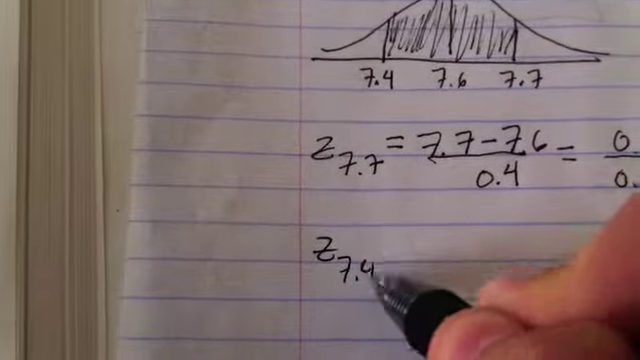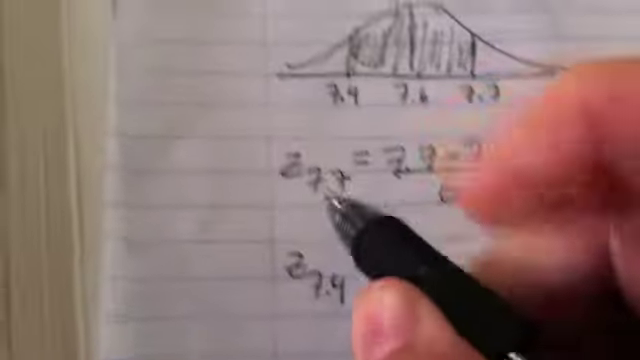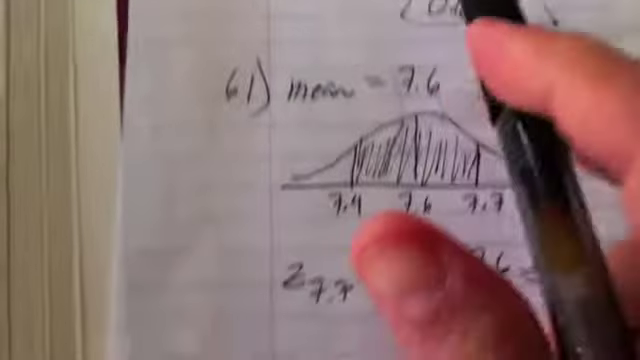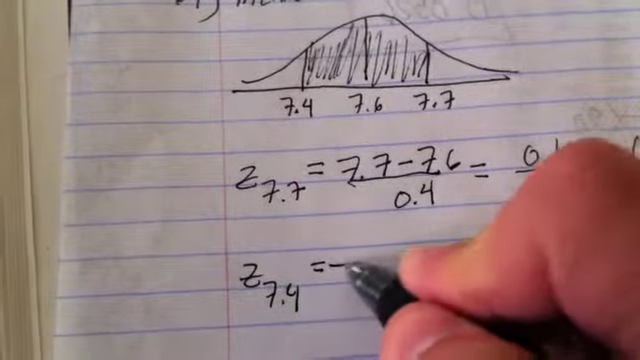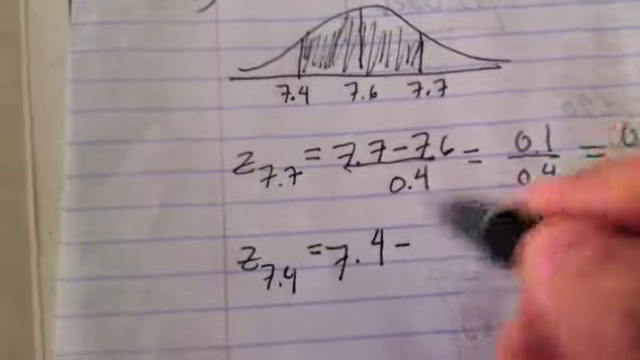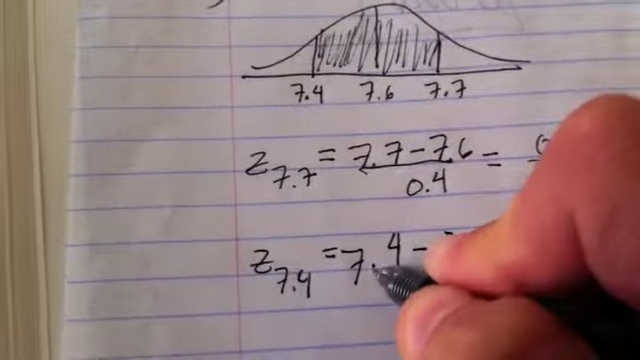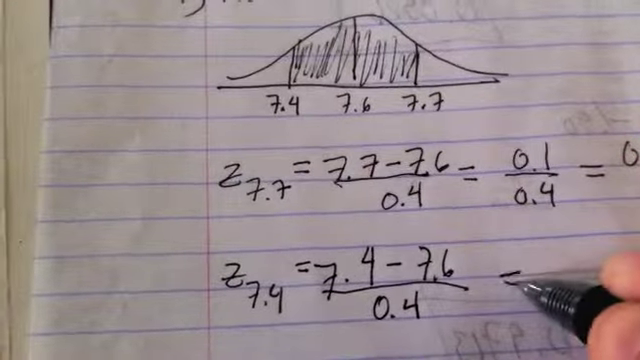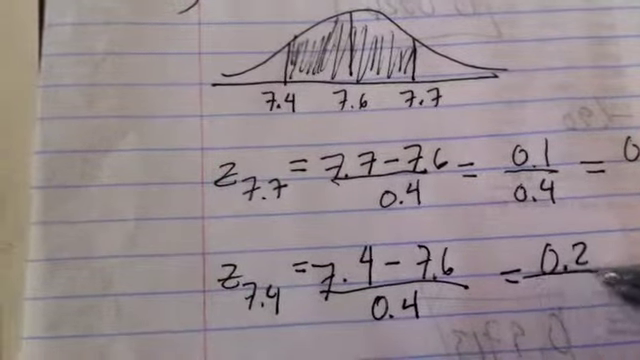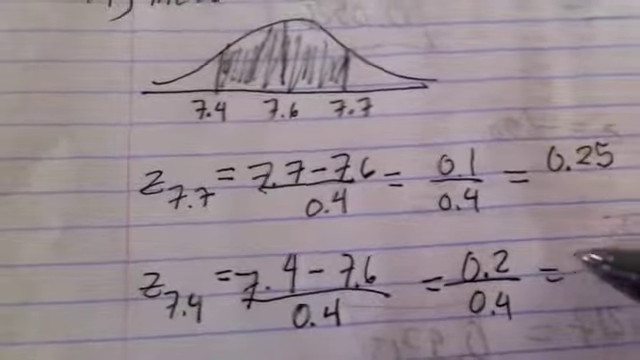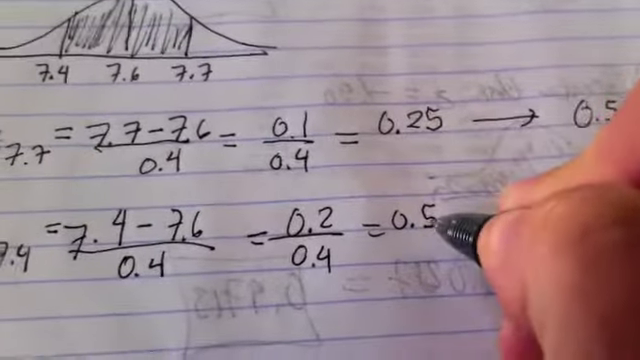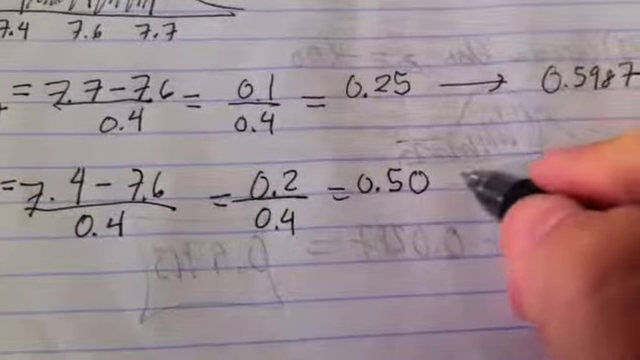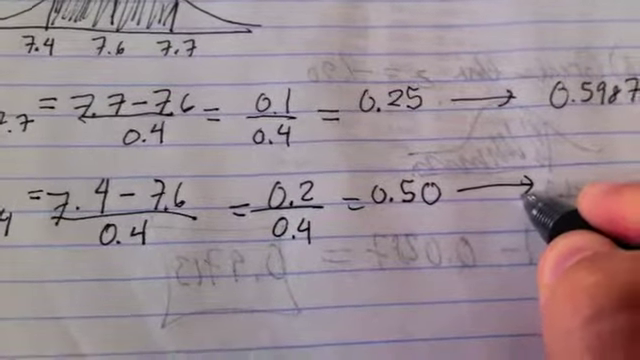So z of 7.4, remember it's your score minus the mean over the standard deviation. So our score is 7.4 minus the mean of 7.6 over the standard deviation of 0.4. And that's going to be 0.2 over 0.4. So 0.5. Remember, I'm going to round it to 2 decimals so I can find it easy off my table, which is what I'm going to do now.